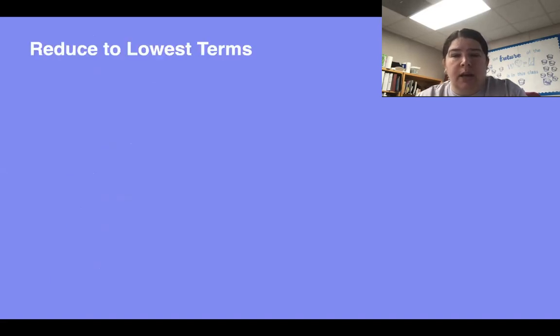All right, let's review your fractions. Reducing to lowest terms. Now, we've been noticing that on a few of your tests, we're not doing this correctly. Make sure you're careful in doing this.